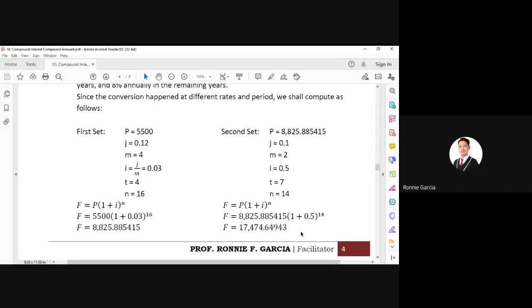So, nakuha ba nimo na value? 17,474.64943. Kailangan makuha na nato kay para makaproceed ta sa ato ang last set of solution. Kay para makita nato na kabalo jud ta mo solve. Pwede mo react ha ang wala nakakuha sa answer kay para ato ang hinay-hinayon og present. Nakuha ba?